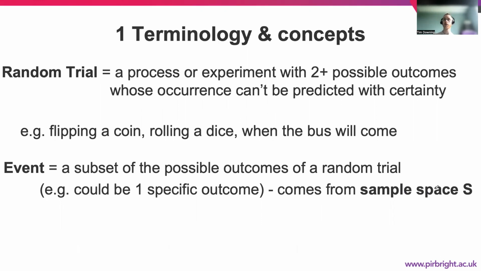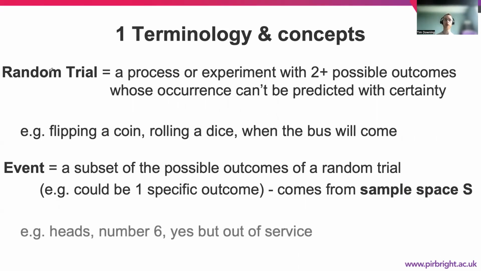And that comes from a sample space S, typically. So S contains a bunch of different events, and we're looking at differing probabilities of different things. And S is generated by a random trial. So therefore, we can apply this and think about the events that might occur, such as rolling a heads, getting a number 6 when we roll a 6 per dice. And when will the bus come? Yes, it will come, but it'll be out of service.